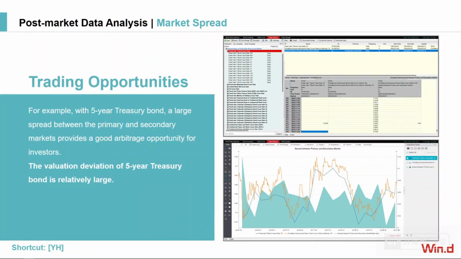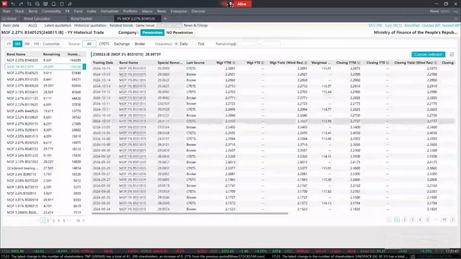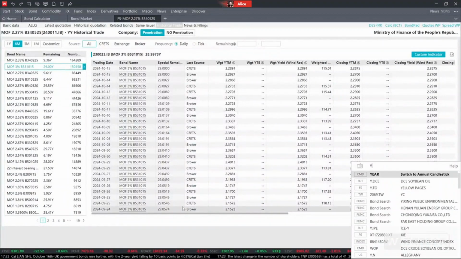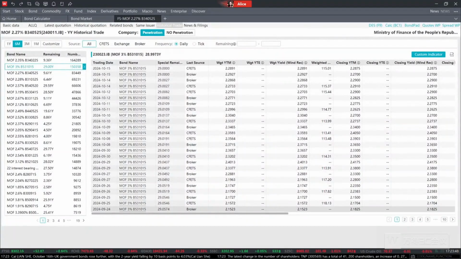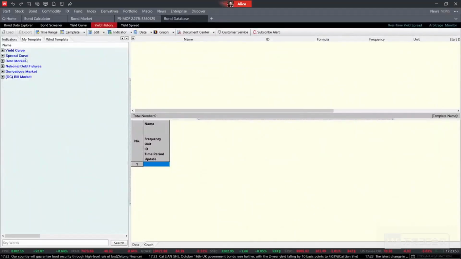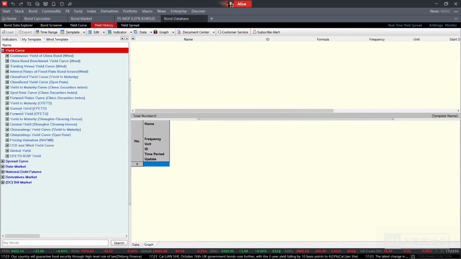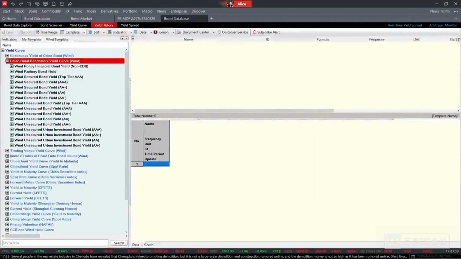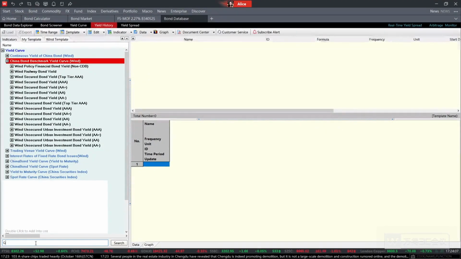So let's go back to our terminal, and I can just enter the shortcut YH to enter the yield history sector. We can see on the left-hand side the different bond yields. They provide several yield bonds over here. And also at the bottom over here, you can search for the bond which you want. For example, I can just find the government bond.